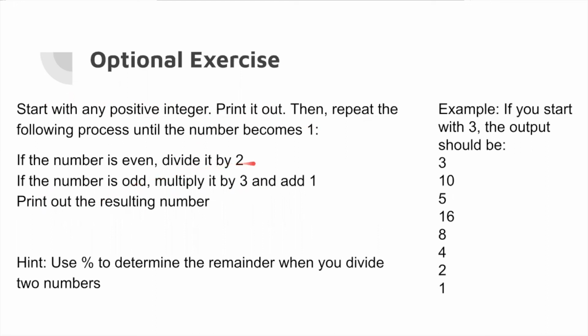So for example, if you start with 3, the output should be 3 because you first print it out, and then 3 is odd, so you multiply it by 3 and add 1, so it becomes 10, and then 10 is even, so you divide it by 2, it becomes 5, and 5 is odd, so you multiply it by 3 and add 1, it becomes 16, and then you keep on dividing it by 2 because you get an even result each time. So 8, 4, 2, and then 1. So you got to 1, so then you stop. All right, so if you want to give this exercise a try, then pause the video here and keep watching the video for the solution.